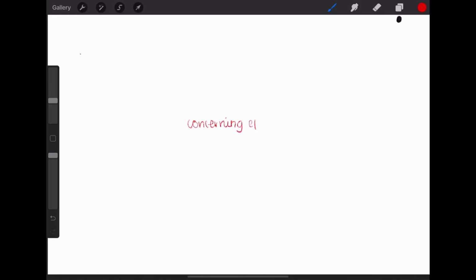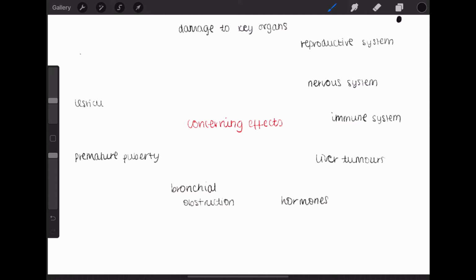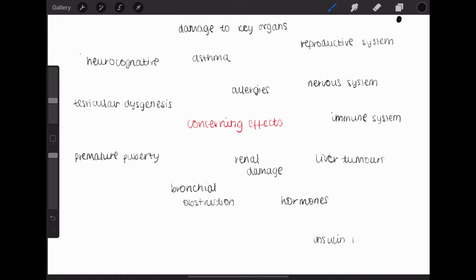Some of the more concerning and harmful side effects brought about by plasticizers are damage to key organs, damage to the reproductive system, damage to the pulmonary central nervous system, damage to the immune system, increased chances of liver tumours, damage to the endocrine system and the hormones, bronchial obstruction, premature puberty, increased chances of testicular dysgenesis syndrome, adverse neurocognitive development, increased chances of asthma, increased chances of allergies, renal damage, insulin resistance, thyroid dysfunction, and many, many more.